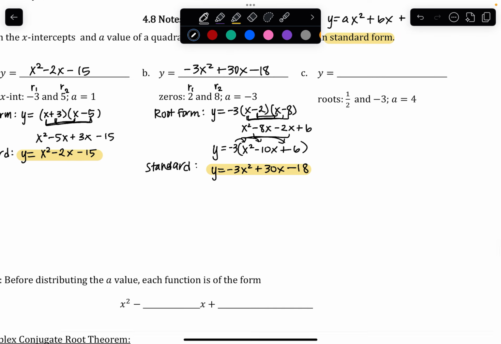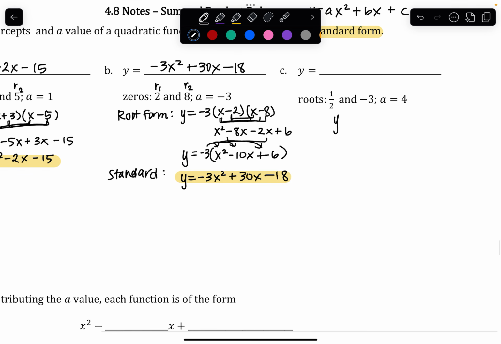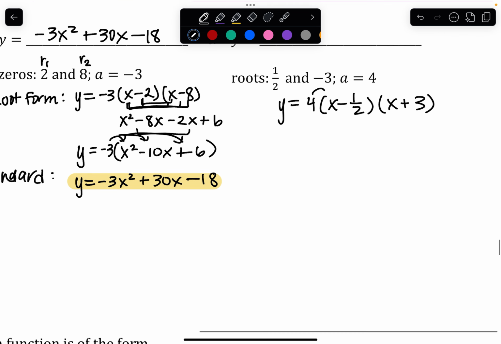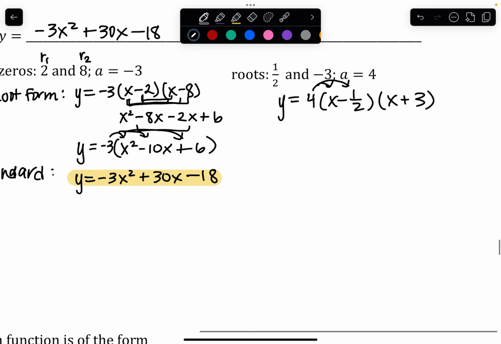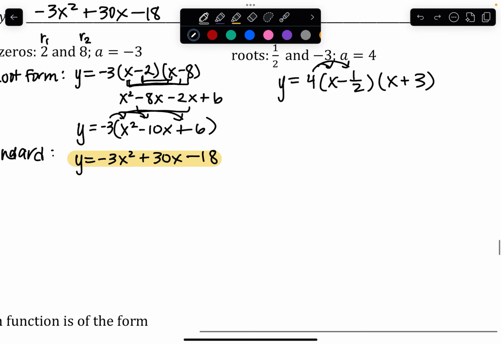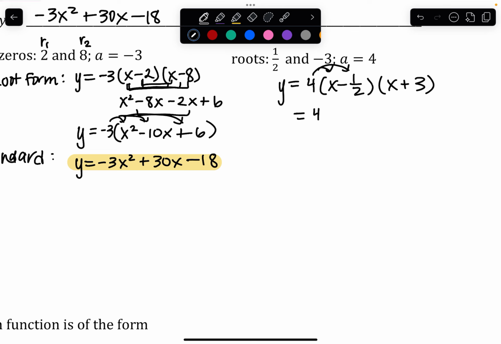For this last one, we would have our root form, a, x minus one root, x minus -3 would be x plus 3. In this situation, usually I do not distribute first, but you can if it will help get rid of this fraction. So I'm going to distribute the 4 first. The trick is when you are distributing it, you can't distribute it to both parentheses. If you distribute to both, you've basically distributed a 16 instead of just a 4. So only distribute it to one of the parentheses, and I'm distributing it to the x minus 1/2 because that gets rid of the fraction.